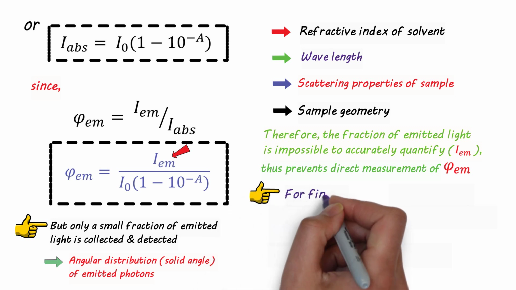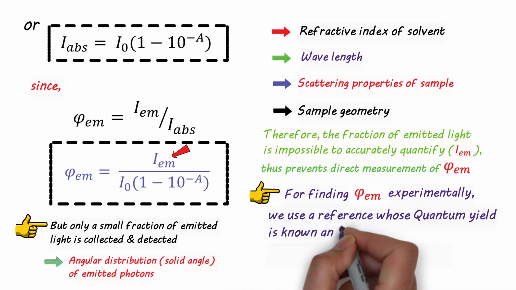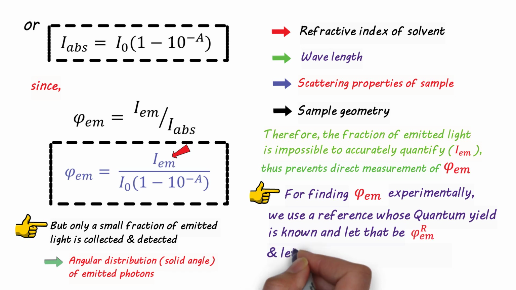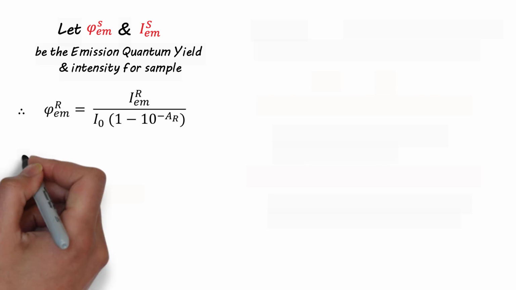Now, for finding phi-EM experimentally, we use a reference whose quantum yield is known, and let that be phi-EM-R, and let the emission intensity be IEM-R, where R stands for reference. Moreover, let phi-EM-S and IEM-S be the emission quantum yield and intensity for the sample. Therefore, we can write the emission quantum yield of the reference as equal to IEM-R by I0 into 1 minus 10 to the power minus AR, where AR is the absorbance of the reference. Similarly, phi-EM-S will be equal to IEM-S divided by I0 into 1 minus 10 to the power minus AS.